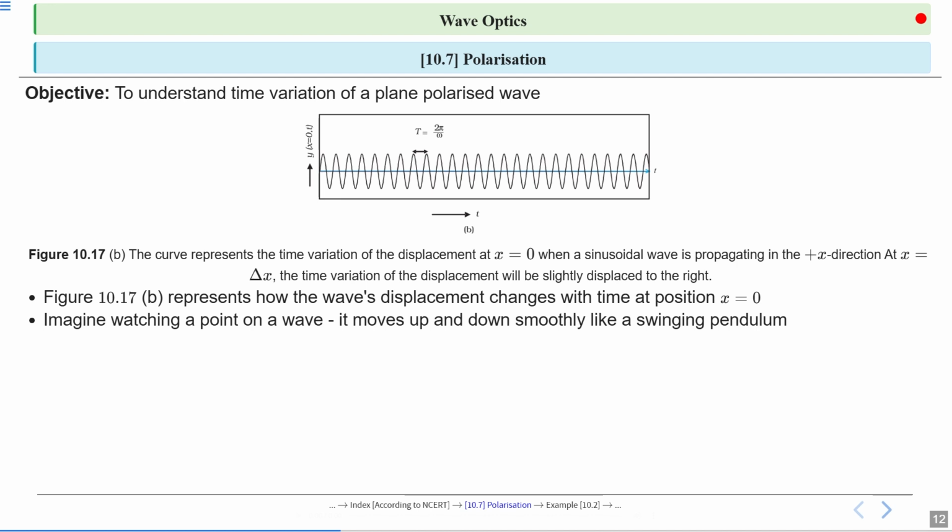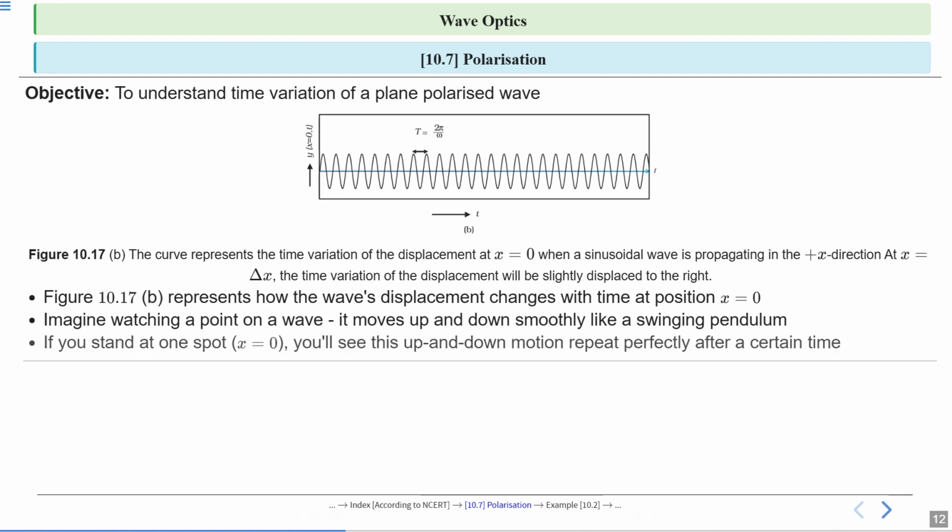Now, imagine that you are watching a point on the wave. It moves up and down smoothly, much like a swinging pendulum. This motion is continuous and rhythmic, which is a fundamental property of waves. By visualizing this, we can better grasp how waves propagate through space.